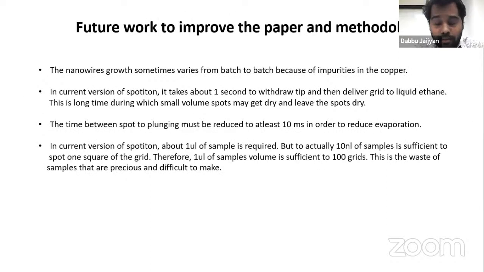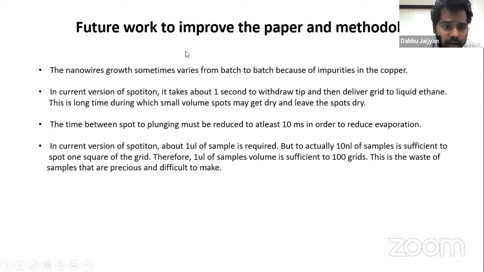So what are the flaws? In this paper there were some flaws that I would like to mention, and how we can improve them in the future. The nanowire we are using over the grid sometimes varies from one batch to another because of impurities in the copper. This is one of the flaws the authors mentioned, which could be one of the major drawbacks in the paper.